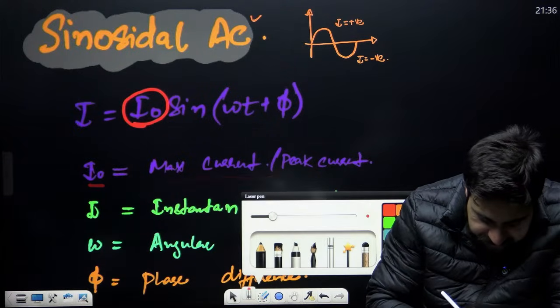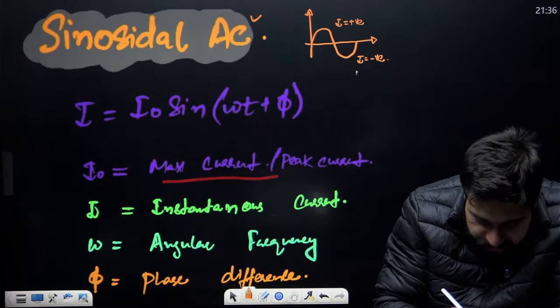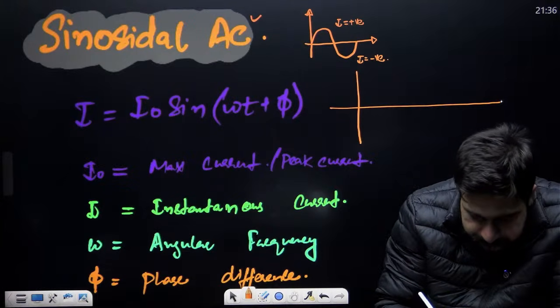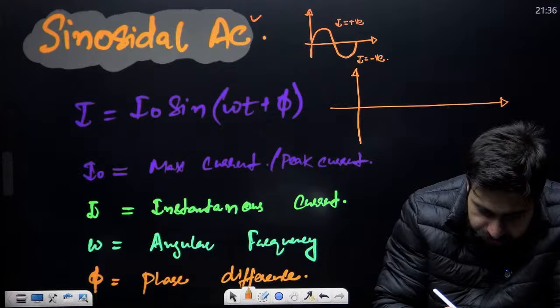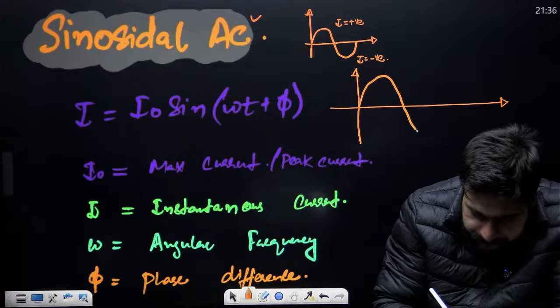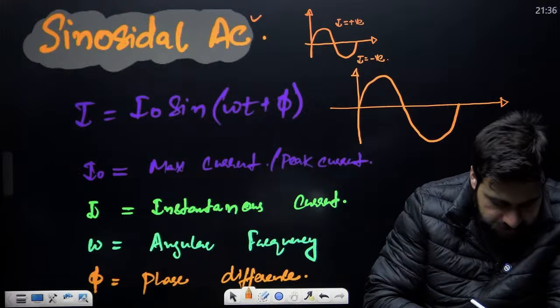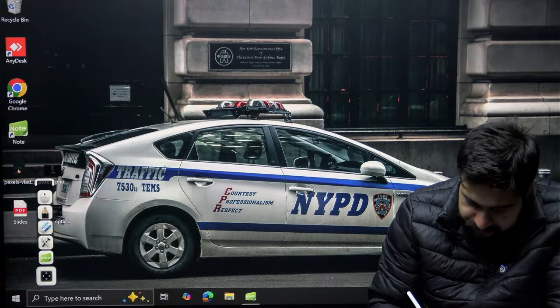Like if I say, I'll make the bigger graph over here. Something like this. Just a second, guys.